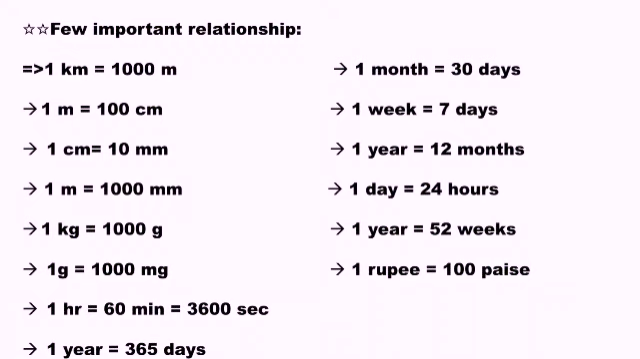Here it is written 1 year equals 365 days, so we will use it in the problem. 1 month equals 30 days. 1 week equals 7 days. 1 year equals 12 months. 1 day equals 24 hours, and 1 year equals 52 weeks. And next, rupees and paise. You know the relationship very well: 1 rupee equals 100 paise. So these are the important relations.